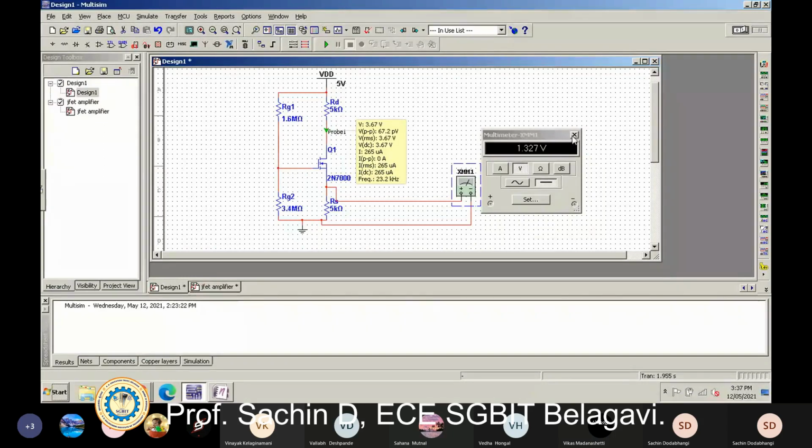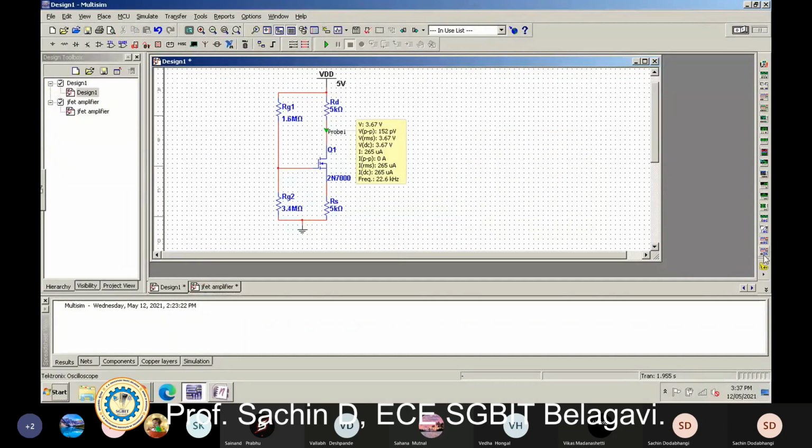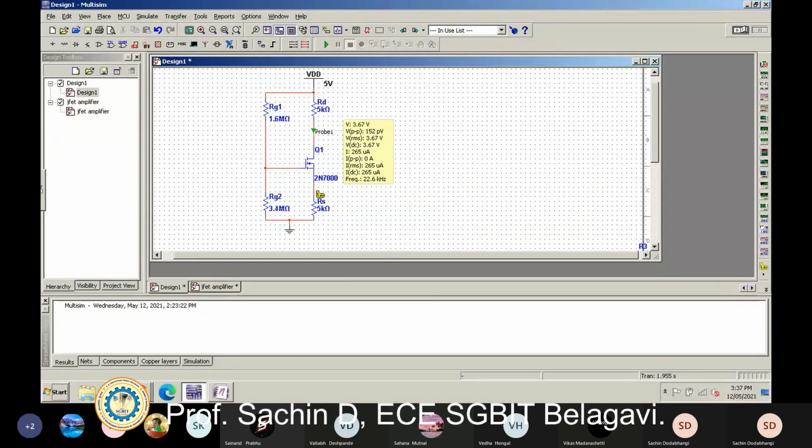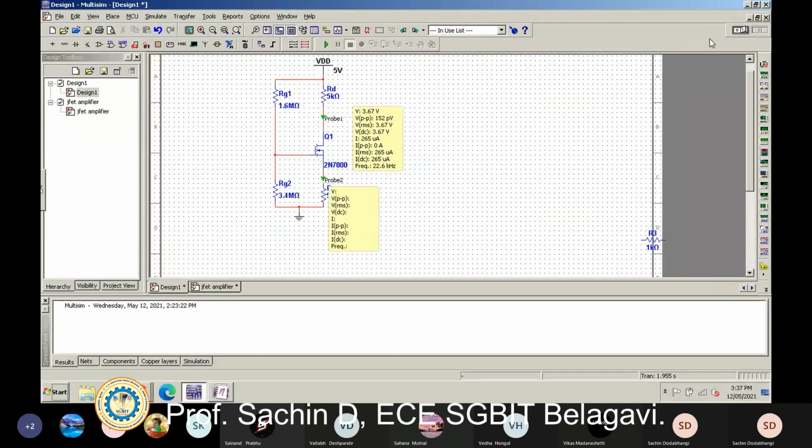Instead of this multimeter, I used it so that you are aware of this multimeter. That's why I used it. Or else you can cancel it. I will just remove this multimeter. I will keep the probe here and I will check directly. Okay, now you can directly see here the current flowing through RD and the current flowing through RS. It is the same. That is, I equals 265 microampere.